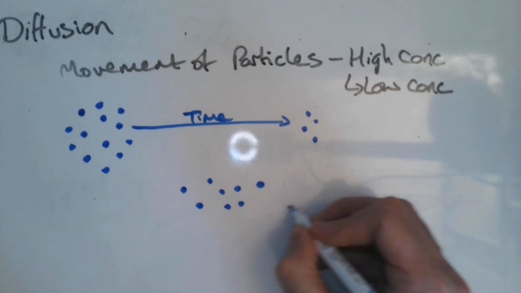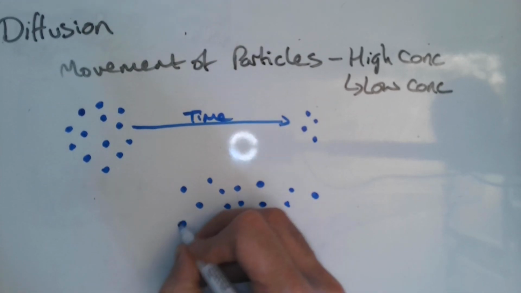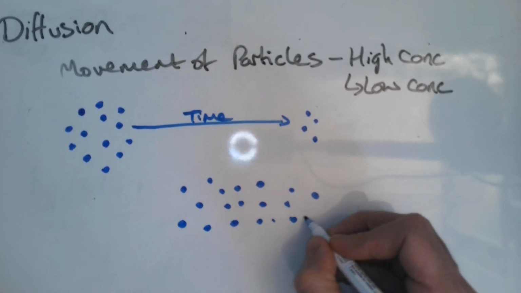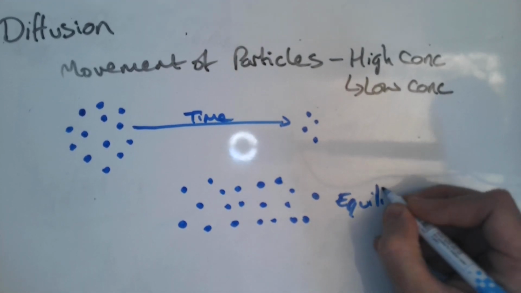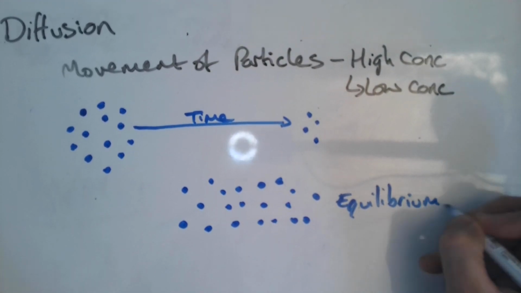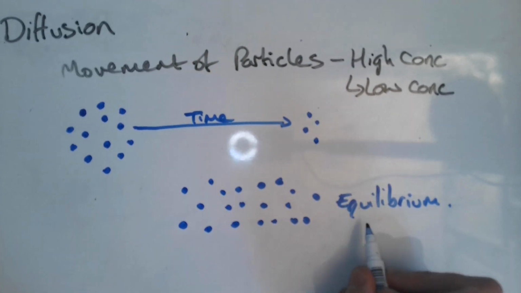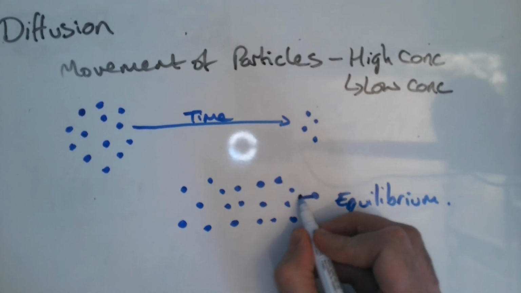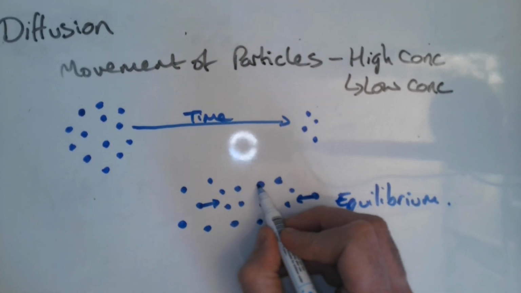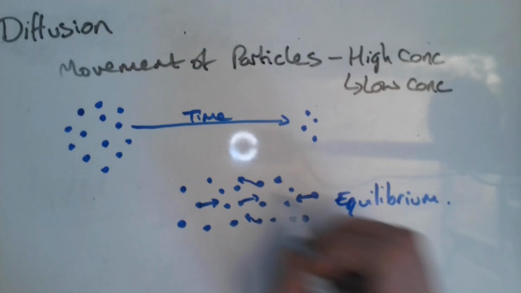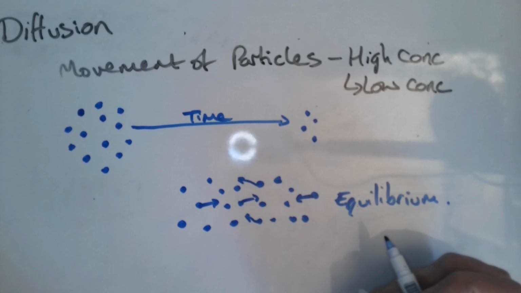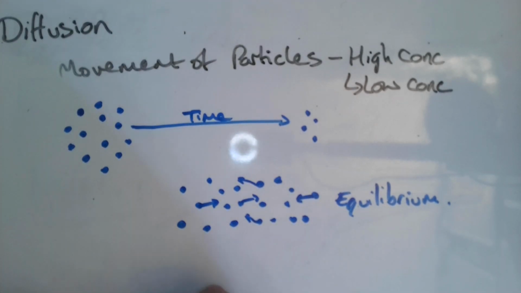So equilibrium is where all these particles are going to be evenly spread out. So this is at equilibrium. Now, what's important to understand at equilibrium is these particles don't stop moving. They continue to move, but they're going to continue to move and spread out at an even rate in all directions, which means our concentration is going to stay relatively the same over time.